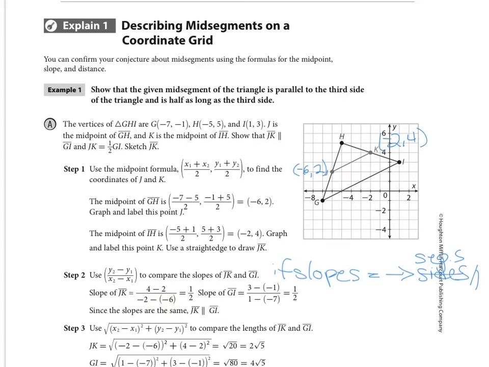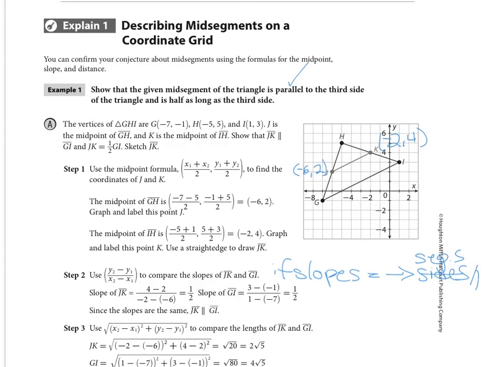Let's see if we can find the slope of GI. GI meaning this point right here, G and I, so that's going to be 3 minus -1 all over 1 minus -7, and there are our calculations, and again we get 4 over 8 in this case, but that does simplify to 1/2. So since the slopes are the same, the two segments are parallel. So that's the first thing. We were able to confirm, yep, those segments are parallel.